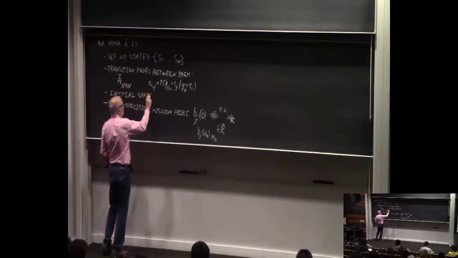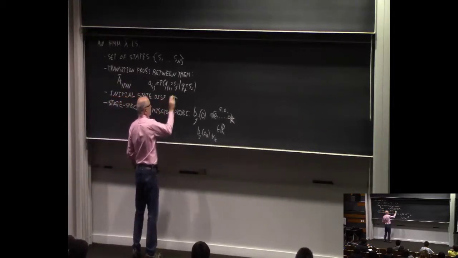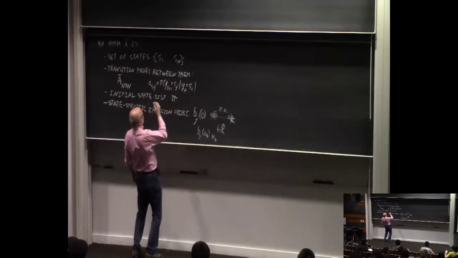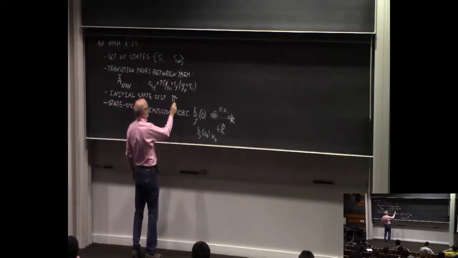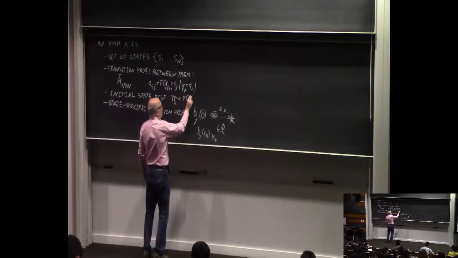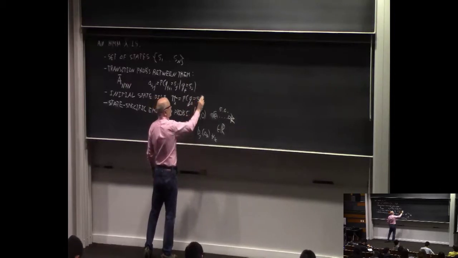State distribution. Pi over, pi I would be the probability that Q at time 0 is SI.